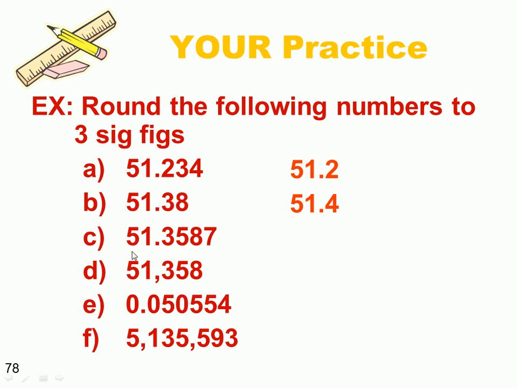For letter C, 51.3587, rounded to 3 significant figures, 1, 2, 3. The 3 is sitting next to a 5 or higher. So I'm going to round this 3 up to a 4. I end up with 51.4 as well.